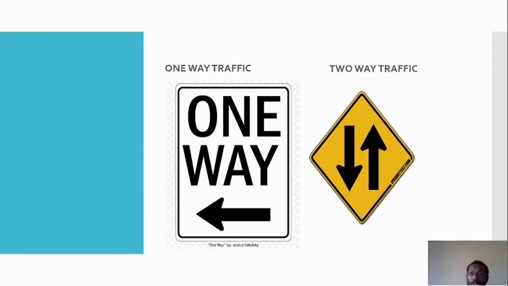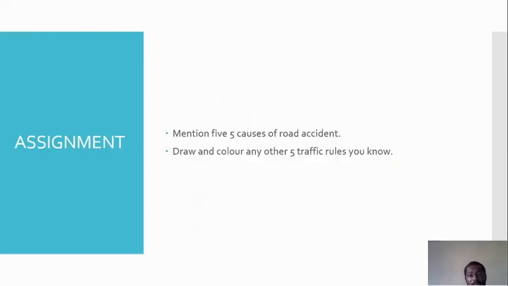Now the next one is two-way traffic. Two-way traffic means that you can move up and you can move down. So you can go up and you can turn back and come down. But with one-way traffic, you can't. You just keep moving in that direction. Are you getting me? So that is that for the class.